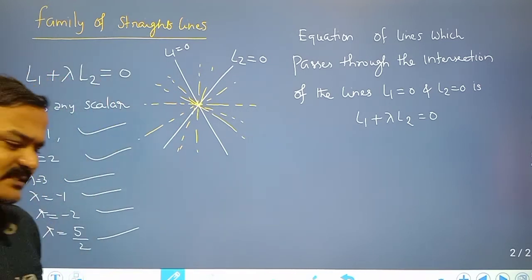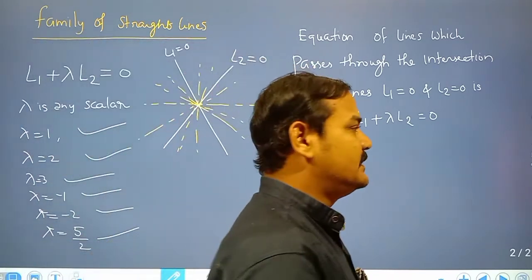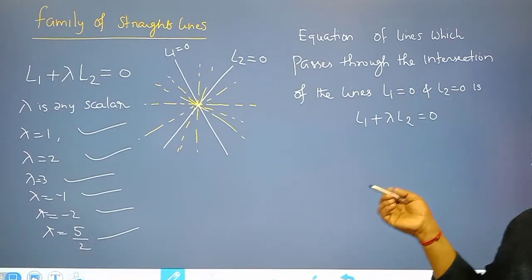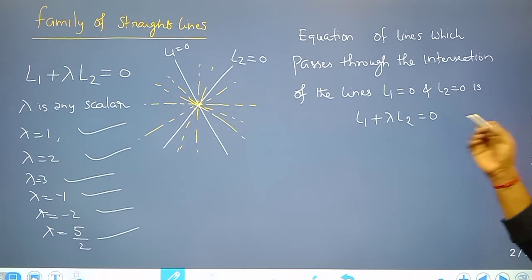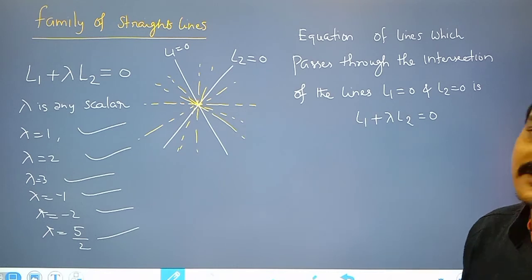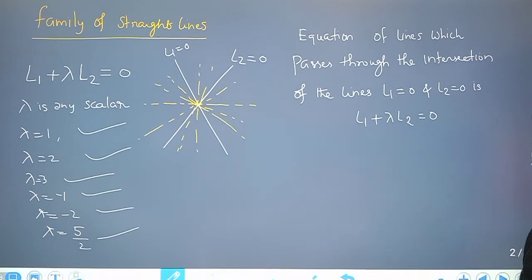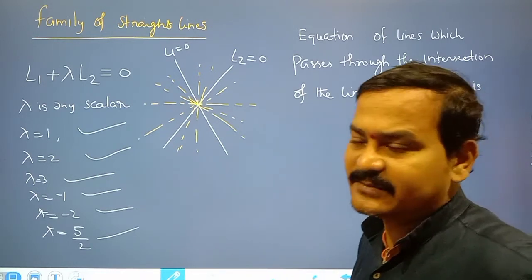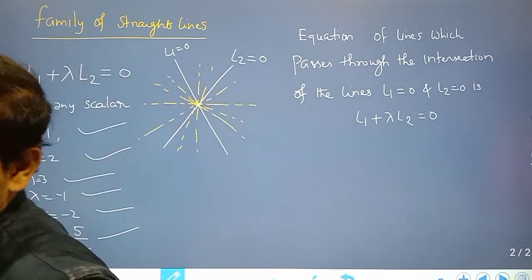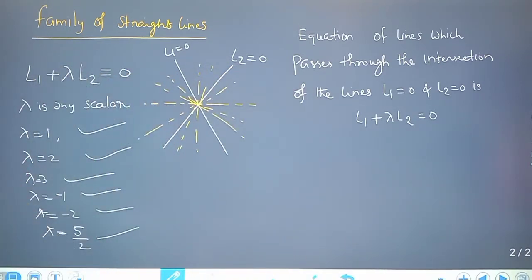Not only straight lines, you can go for any surface. Here it is two-dimensional geometry, plane geometry, so straight lines come. If you consider three-dimensional geometry, then planes will come. Or you can take circles. The circles passing through the intersection of two circles is C1 plus lambda C2 is equal to 0. Likewise, the lines passing through the intersection of these two lines is L1 plus lambda L2 is equal to 0.